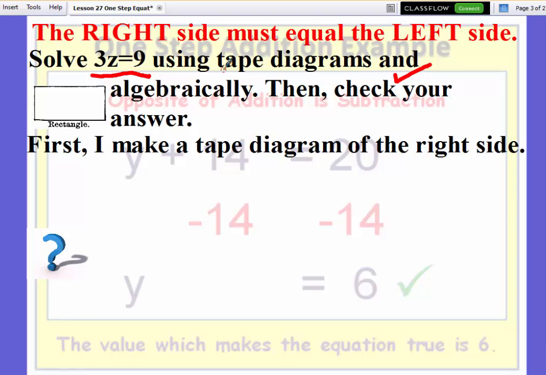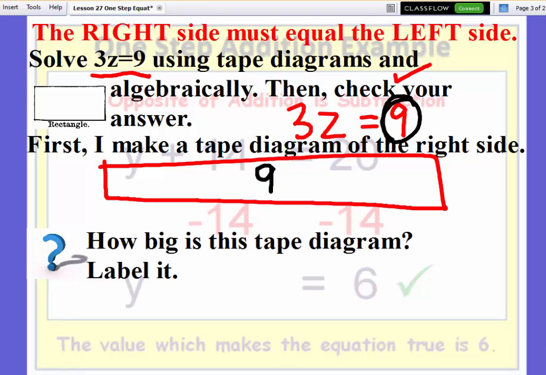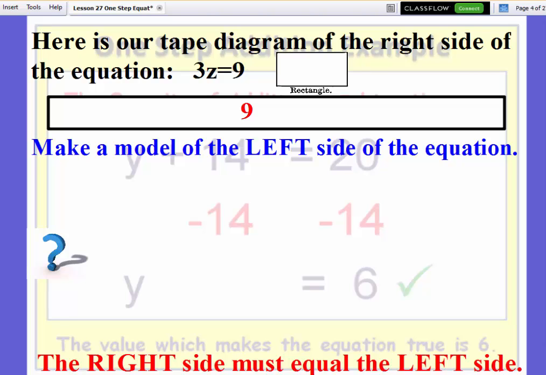So what I need to do, I need to draw a tape diagram for my right side. So I draw a tape diagram, a bar, and how big is it on the right side? When I look at my equation, remember it has 2 parts, a left side and a right side, and my right side is just that 9. So I draw my tape diagram, I just label it 9. Nothing else important. So I made a tape diagram of 9 and I did that labeling.